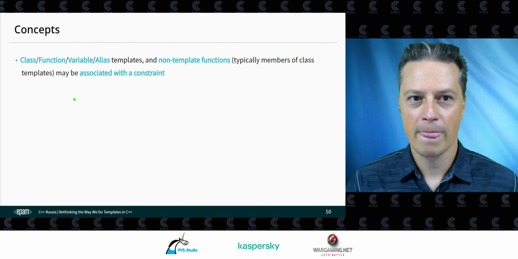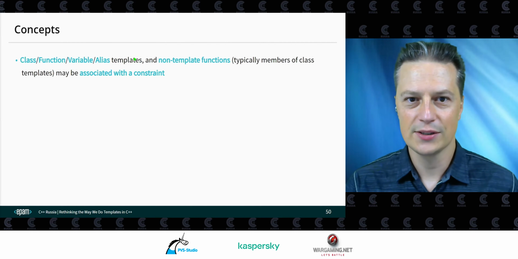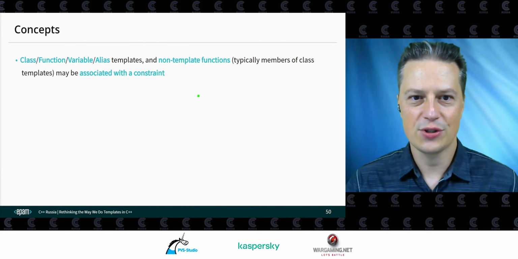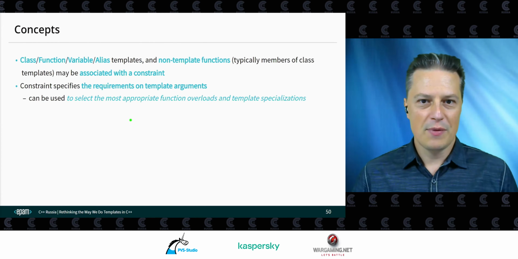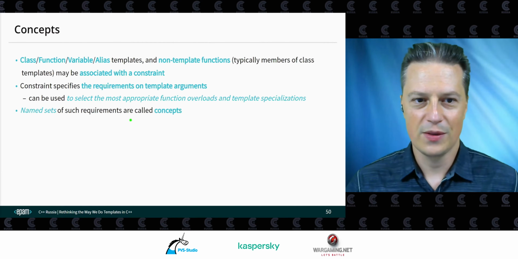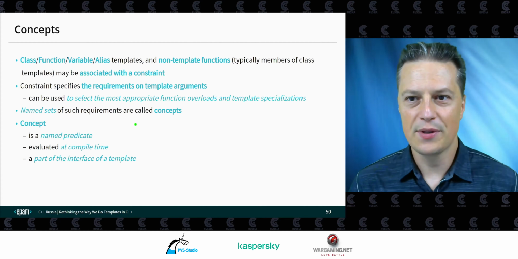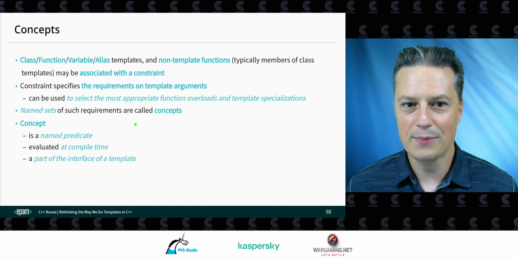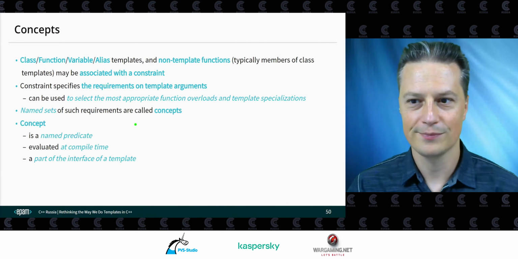So what are concepts? Class, function, variable, alias templates, and non-template functions may be associated with a constraint. A constraint specifies requirements of the template argument, and a named set of those requirements is called a concept. So a concept is a predicate. It returns bool, right? It's a compile time thing, and it's always a part of the interface of a template.